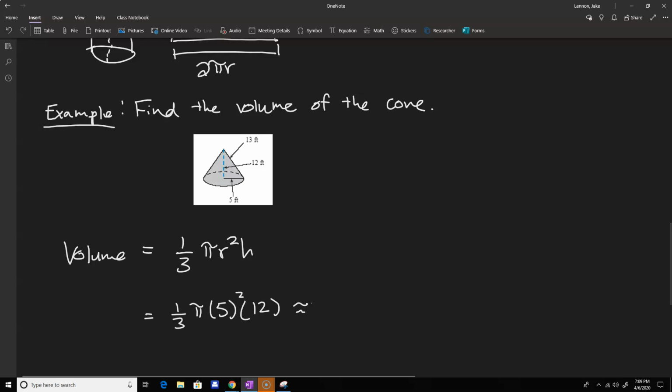So that comes out to 314.16. And again, that's going to be feet cubed here.